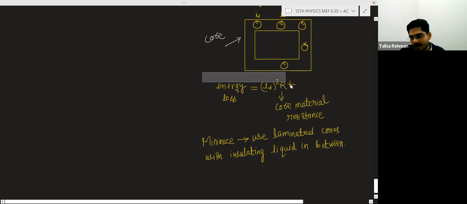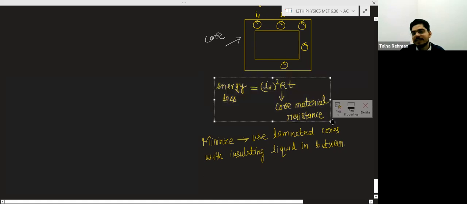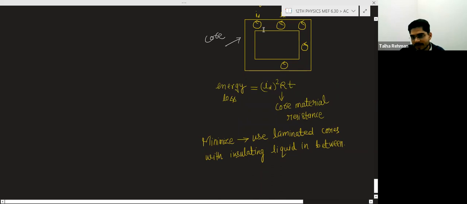And from this formula you can see there is a heat loss, I squared R T, where R is the resistance of the material in which the current is induced. So there will be heat loss due to the eddy current. How to minimize the eddy current? Use laminated cores with insulating liquid in between.